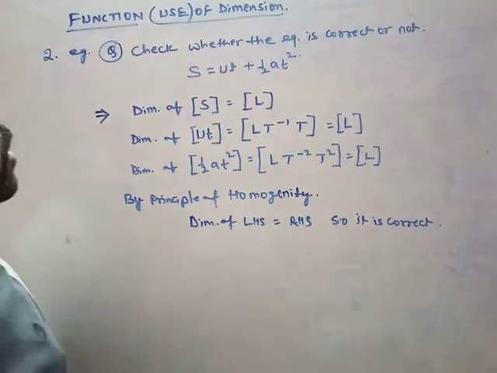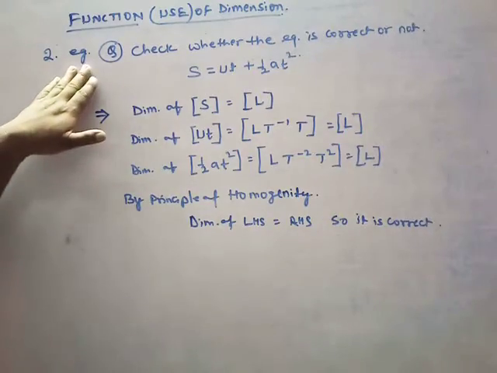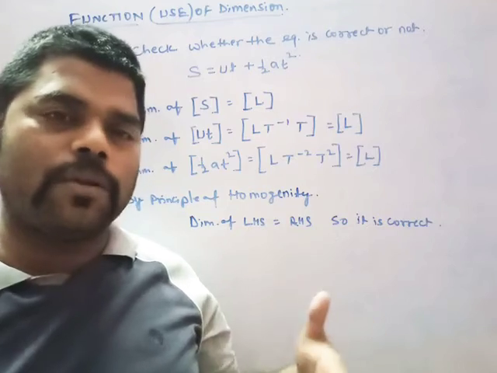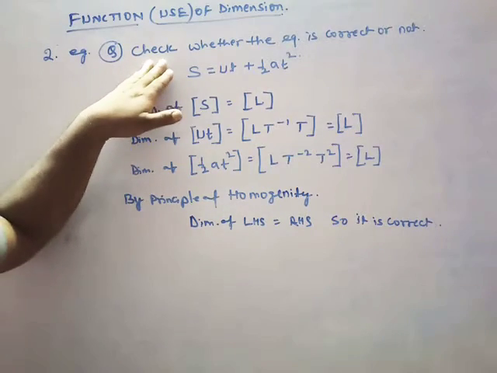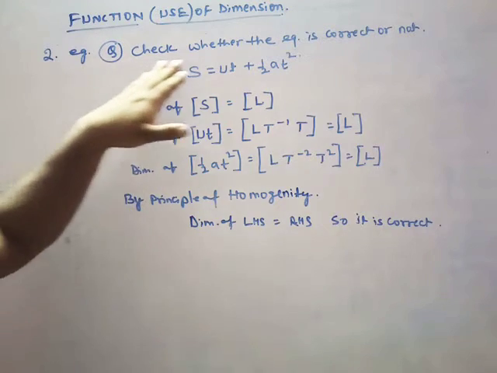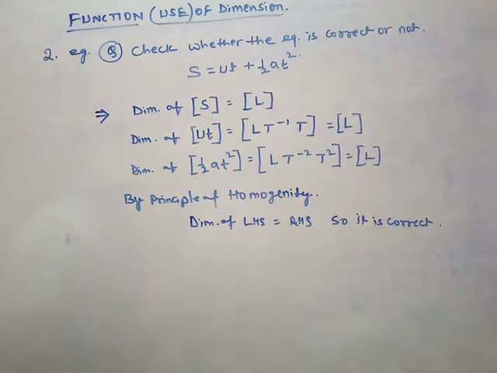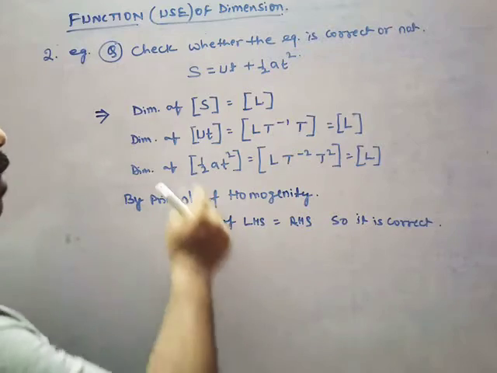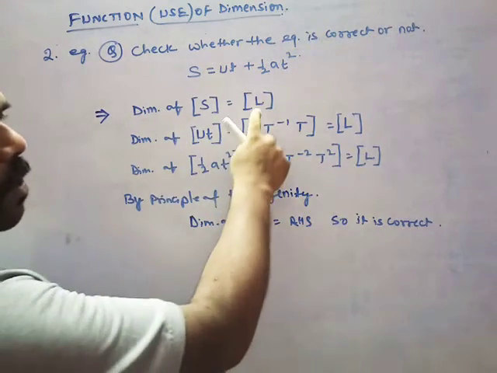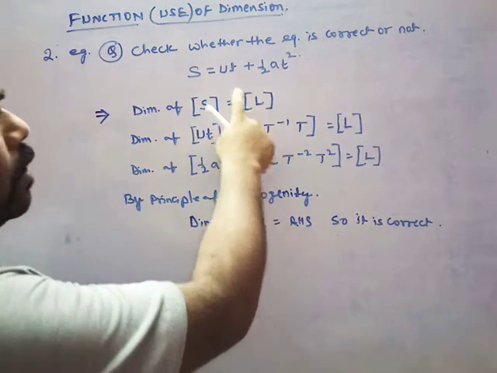So you can see the second function is to check whether the relations are okay or not. For example, let me take again one question: check whether the equation is correct or not. This is definitely by dimensional analysis. For that, you need the dimension of first s. S is a displacement, so I will write it under length.